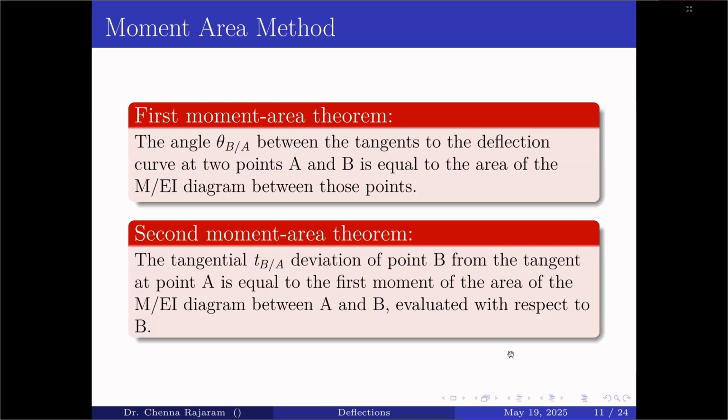In the moment area method, there are two theorems: the first moment area theorem and the second moment area theorem. Now we'll see what the first moment area theorem is. In the first moment area theorem, the angle theta B/A between the tangents to the deflection curve at two points A and B is equal to the area of the M by EI diagram between those points. In the second moment area theorem, the tangential deviation t B/A of point B from the tangent at point A is equal to the first moment of the area of the M by EI diagram between A and B evaluated with respect to point B.